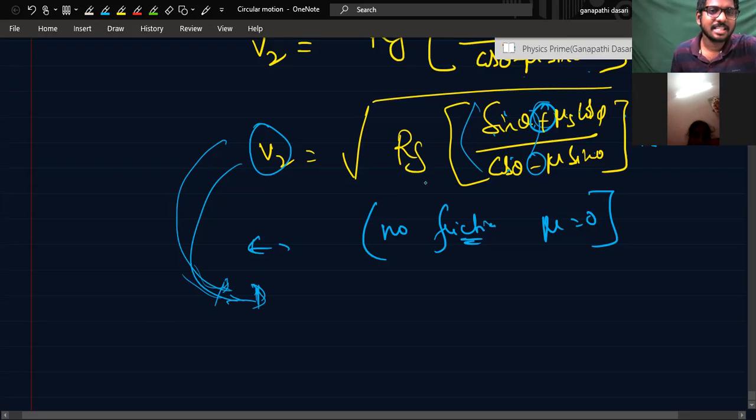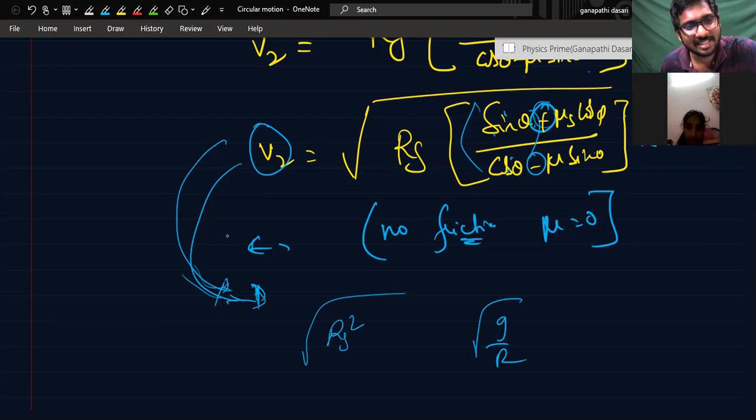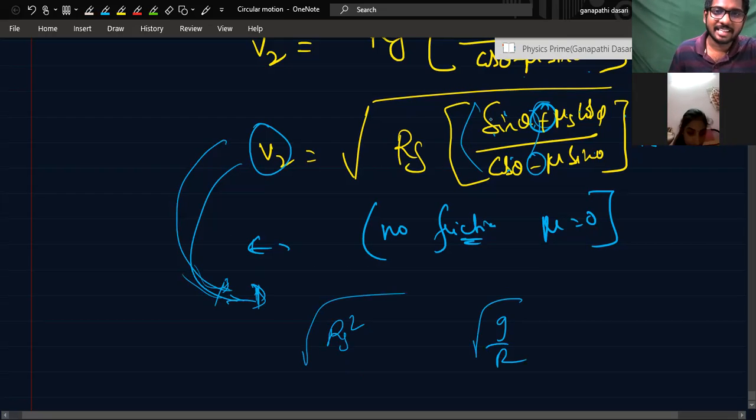How did I solve? He had given a number of options like this: root over Rg square, root over g by R into sin theta cos theta, and so on. They had given a diagram. Then I told him, the question asked is speed, maximum or minimum, whatever it is, speed is asked. So your answer should be speed. What did I do? Sin theta is a ratio, cos theta is a ratio, so ratios will not have any dimensions. Mu is also a ratio, limiting friction by normal reaction.